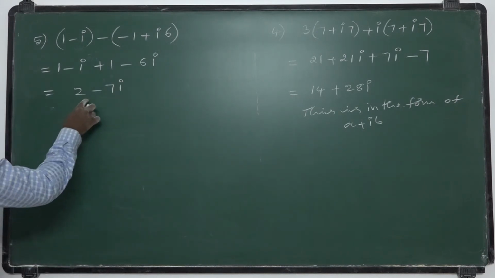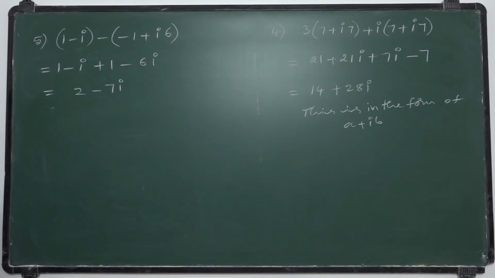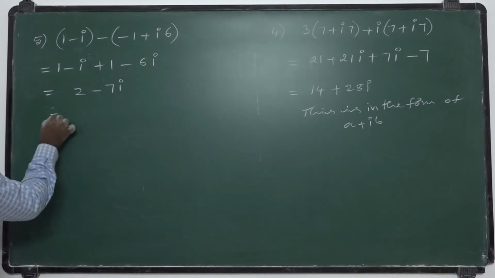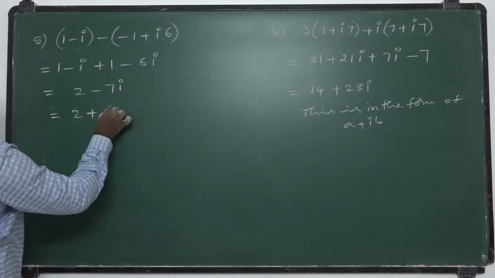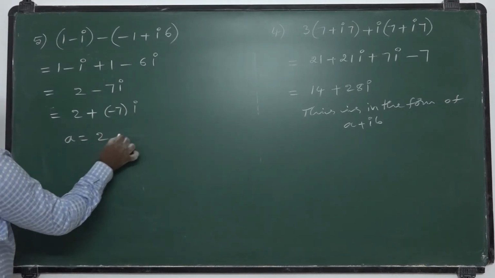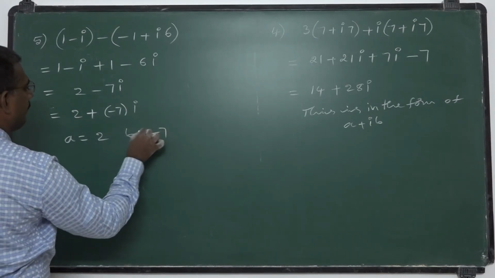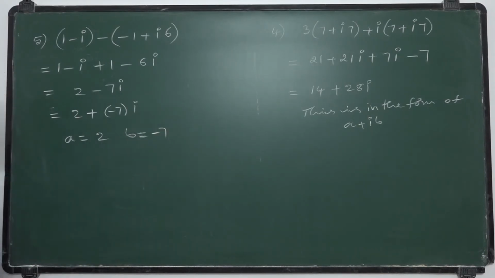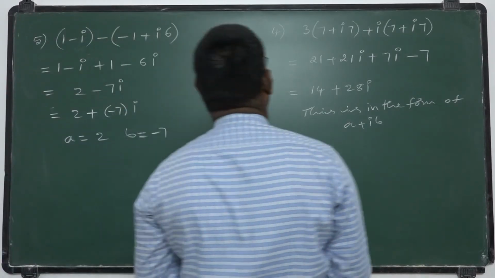So this is in the form of a plus ib. So a equal to 2 and b equal to minus 7. Completed. Next, sixth problem.